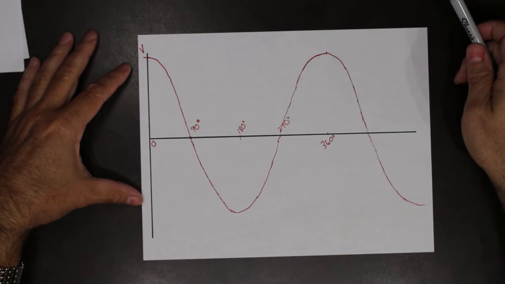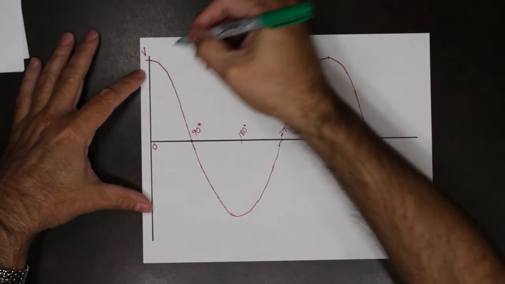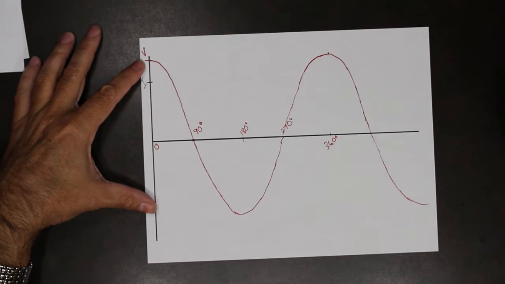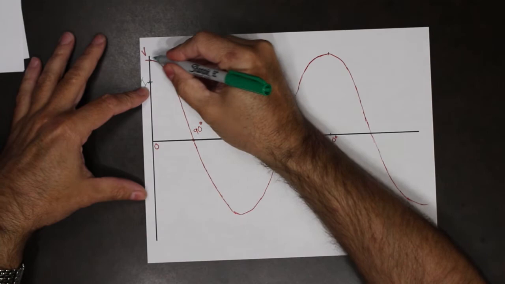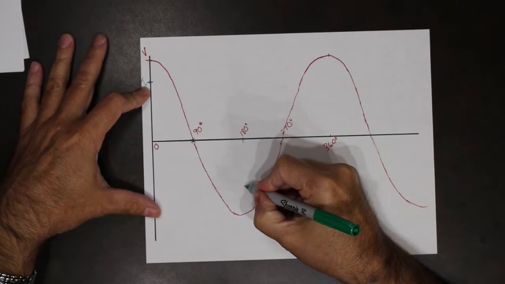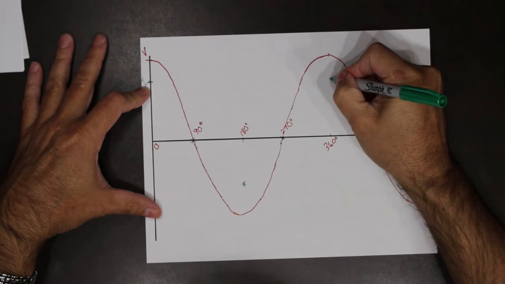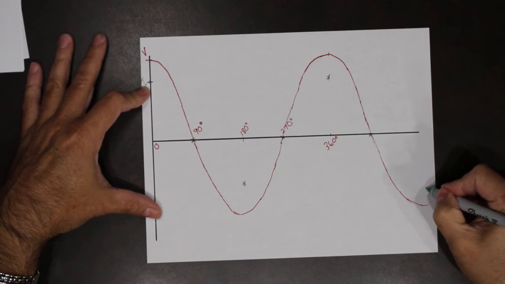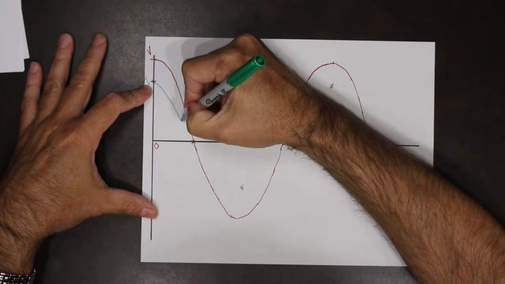So if I was to draw the current waveform, so let's say here is current. In phase means they peak at the same time, they cross zero at the same time, they peak at the negative point at the same time, again they cross zero, and then they peak again here, and they cross zero here at the same time, and then they peak over here at the same time. The level of the current is not important right now, because remember that's just Ohm's law.